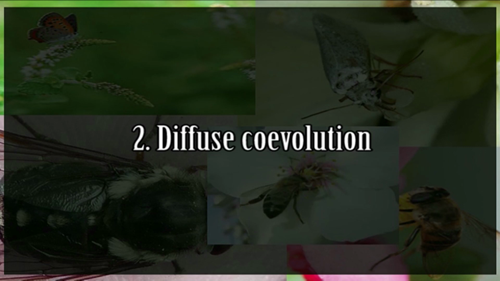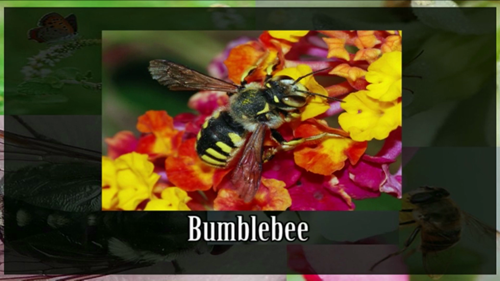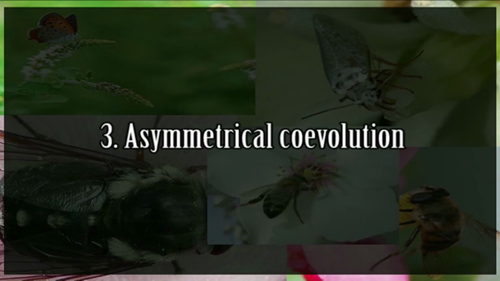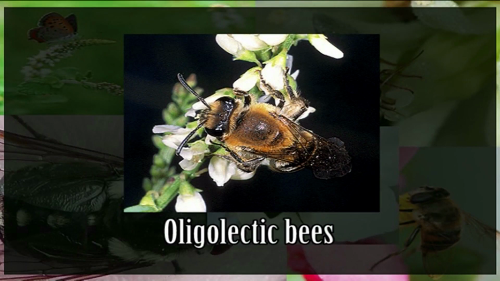The second is the diffuse co-evolution of few to many facultative partners, as in many pollinator systems of bumblebees and other polylectic pollinators. In such a system, more than one type of pollinator exerts a selective pressure on more than one plant. And the third type of co-evolutionary system is asymmetrical co-evolution with unbalanced reciprocal effects, such as occurs in oligolectic bees specializing on a few related plants as pollen sources.